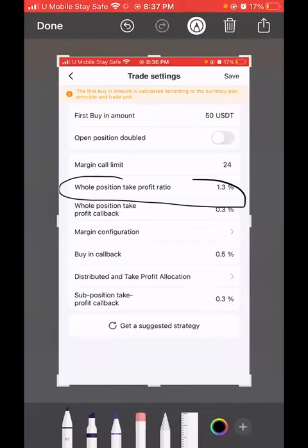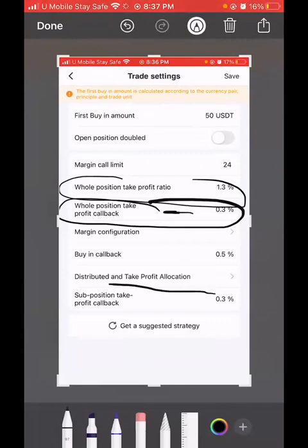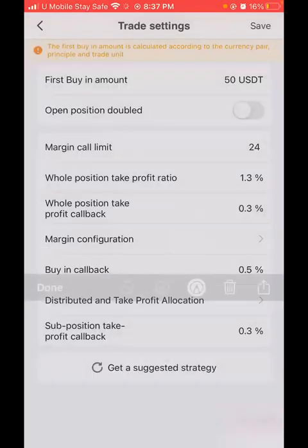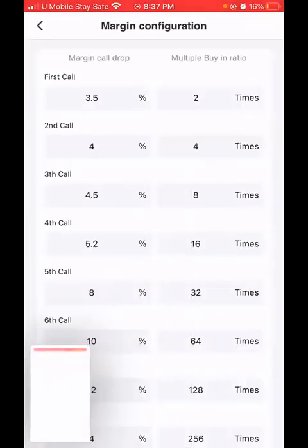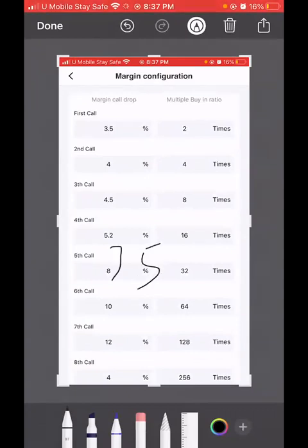Then another one is whole position take profit callback. Now, this is the same as sub position take profit callback. These two are the same. What do they mean? They mean, Robert, when the market has moved, I love using practical examples so it's clear, when the market has moved from the 3.5 call it made and come up, and now it has gotten up to another 1.3, which is my percentage take profit.